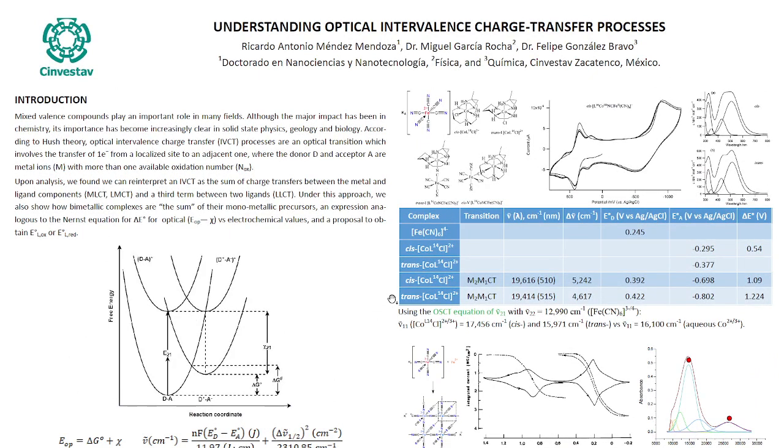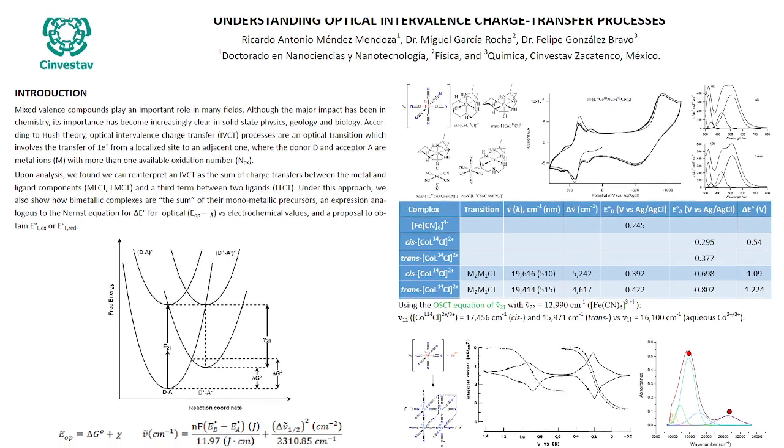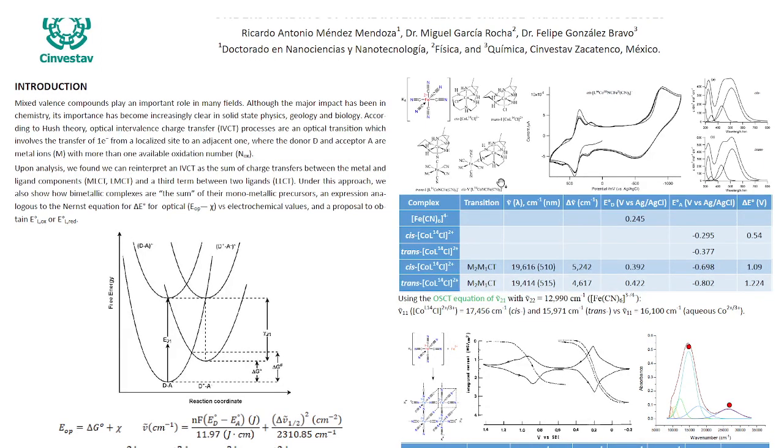We apply this for two cases. The first one, complexes between hexacyanoferrate and cis and trans complexes of cobalt by the substitution of the chloride ion. The monometallic precursors are above, the bimetallic precursors are below, and we show the cyclic voltammetry of one of the cis bimetallic compounds with the absorption spectra of the cis and trans species.